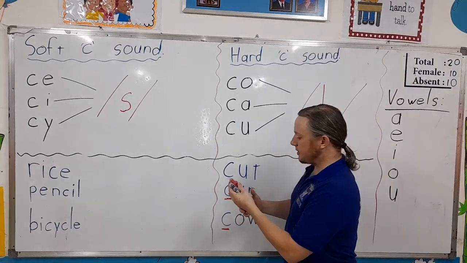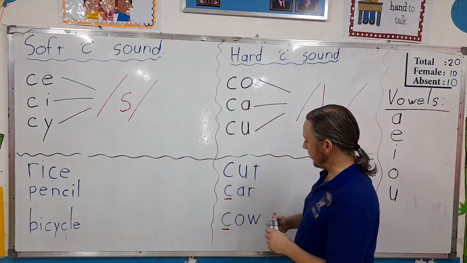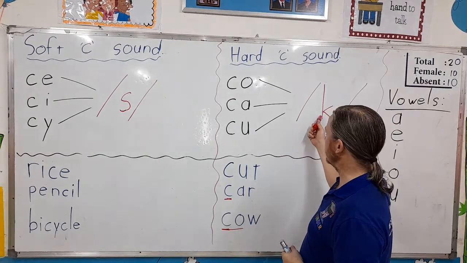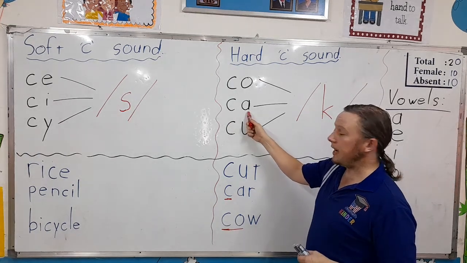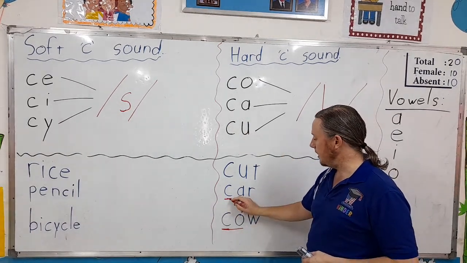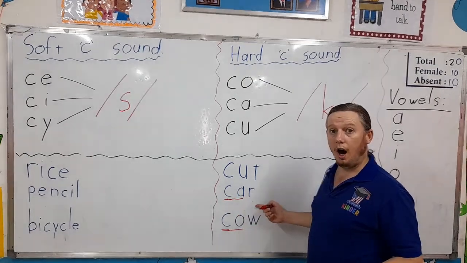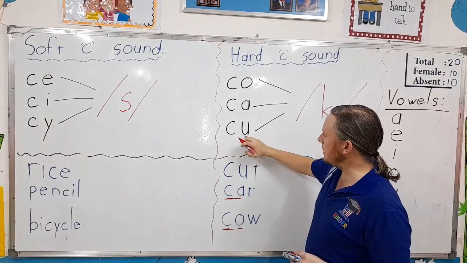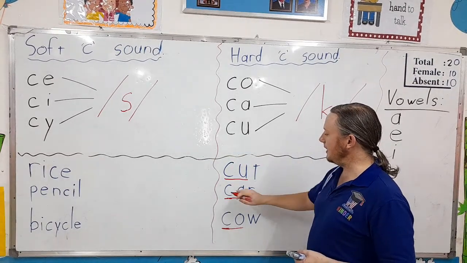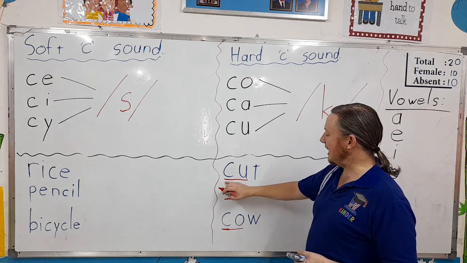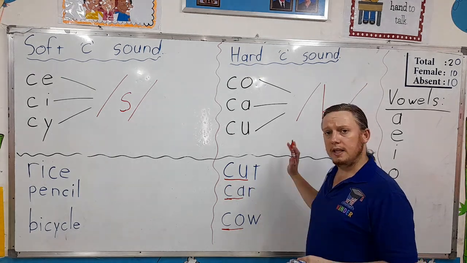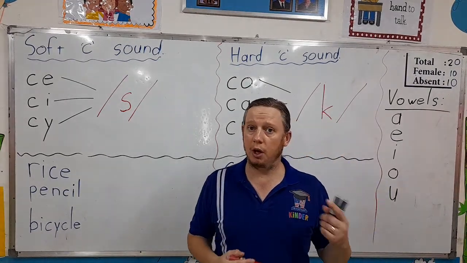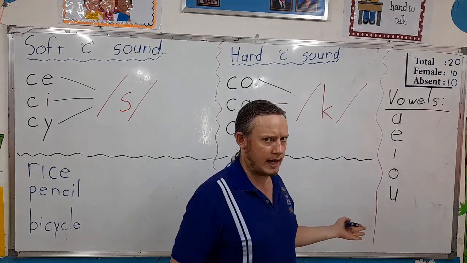So, whenever we see the letters C-O, for example, C-O-W in cow, it'll make the hard C sound. If we see C-A together, that will be C-A-R, car. Again, it still makes the cut sound. And if we see the letters C-U together, again it makes the cut sound. It'll tell me cut. Alright, these are all words that we know already. What you need to be able to do in K3 is to be able to know when we hear it. Is it a hard sound? Cut.